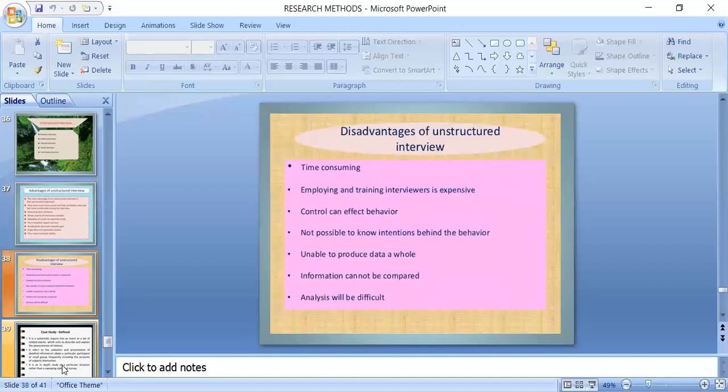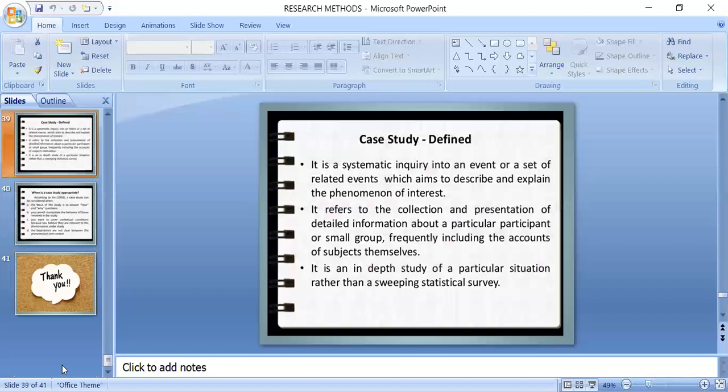Disadvantages are: time consuming, control can affect behavior, not possible to know the intentions behind the behavior, unable to produce data as a whole, analysis would be difficult. Information that we gathered in an unstructured interview we cannot compare with a structured interview that is pre-planned, pre-structured, having an organized form of interview.